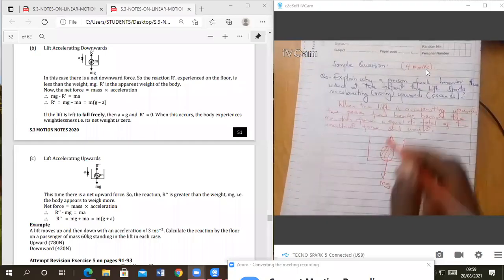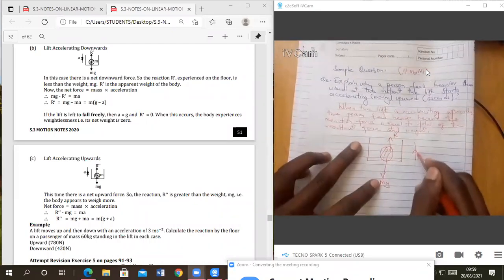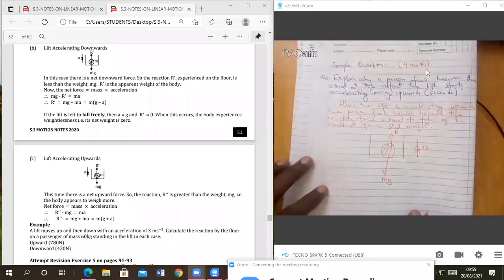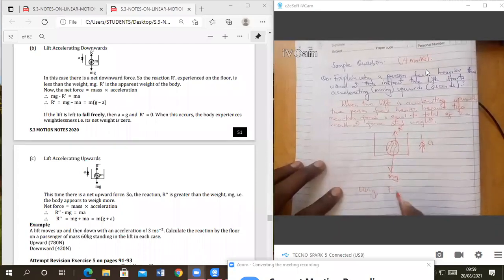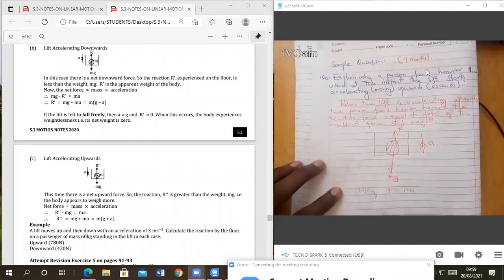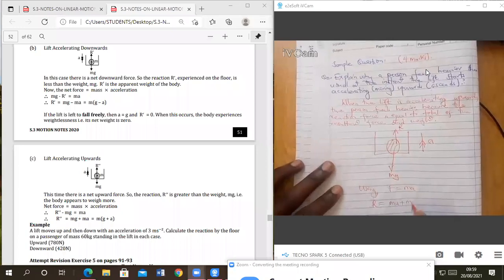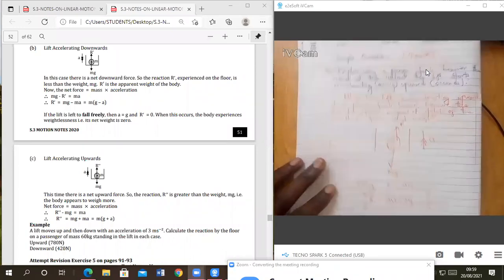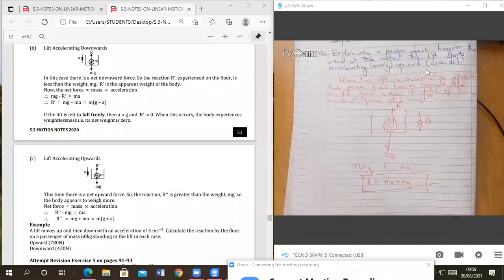How to write answers. We put here this normal reaction. But now this time the lift is moving upwards. So using F is equal to MA, then you come to the other formula that we have got, which is R is equal to MA plus MB. Are you together, members? Yes. So that's how you present answers in exam.